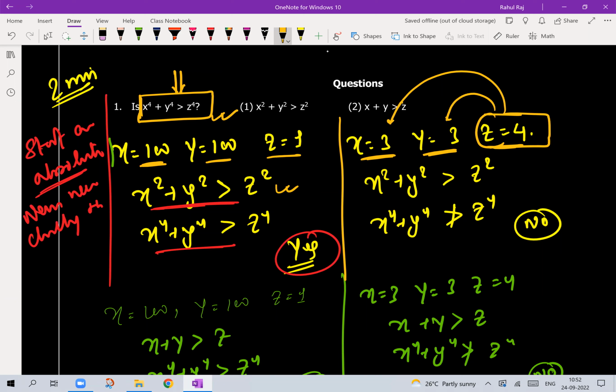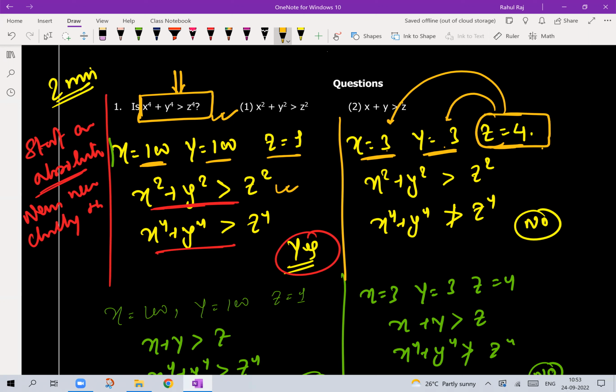Is this very clear or not? If you do not take the value of z greater than the value of x and y, it is impossible that you will get a no situation in the question. Think about it. So never ever take values blindly, guys. This is absolutely not acceptable.